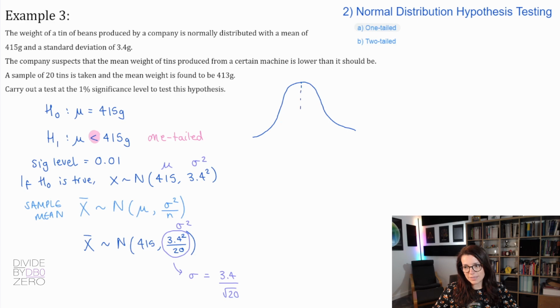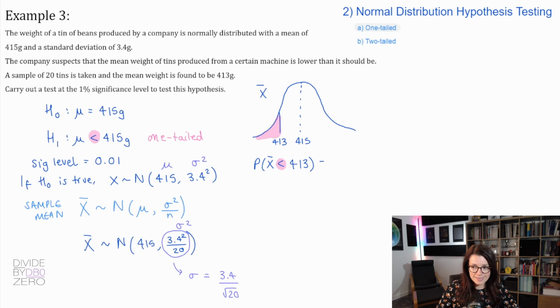The mean goes in the middle, so 415. And then in the sample, the mean weight was found to be 413. So that would be there somewhere. And this is the distribution for X bar. We're interested in the probability that X bar will be less than 413. So using less than, because that's the inequality that was in our alternative hypothesis. And this probability will be the area under the bell-shaped curve here.